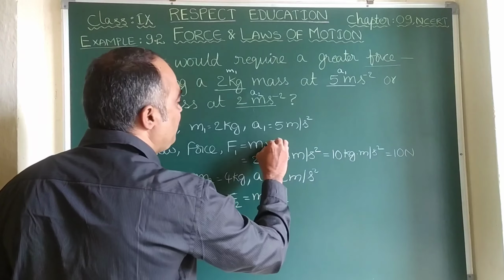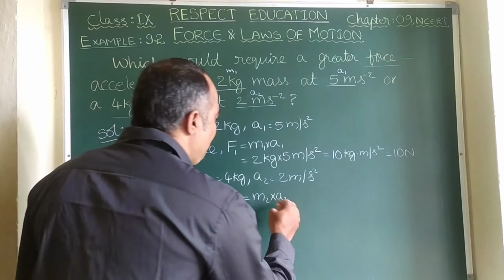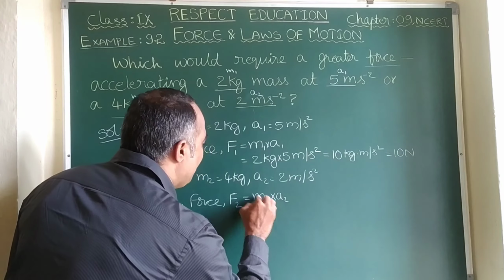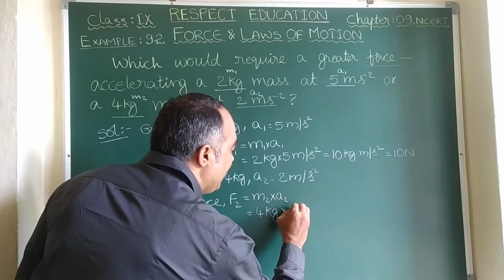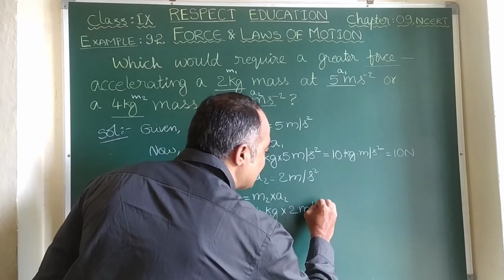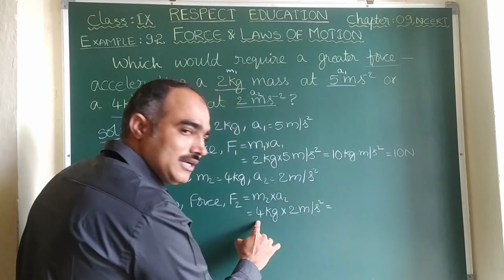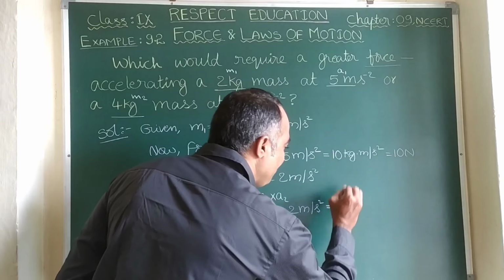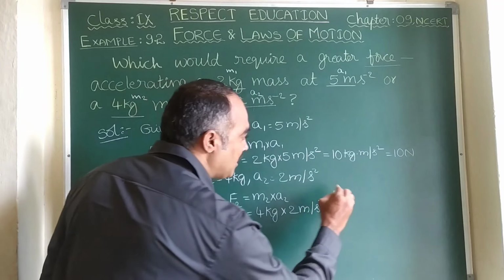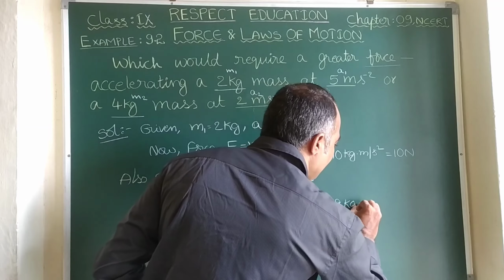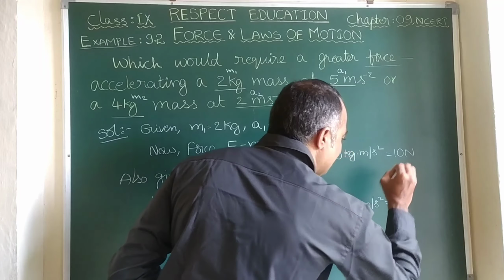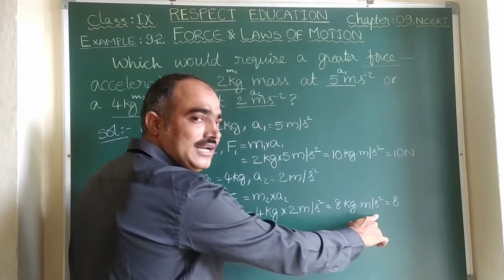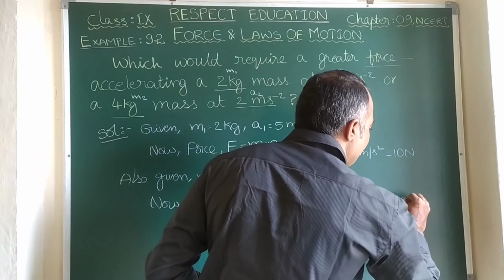Here it was m1 into a1. So m2 into a2, let us substitute the values. m2 is 4 kg into a2 is 2 meter per second square. On multiplication, 4 2s are 8. Let us see units. Kg into meter per second square. Let us write 8 as it is. This one can be replaced with Newton.